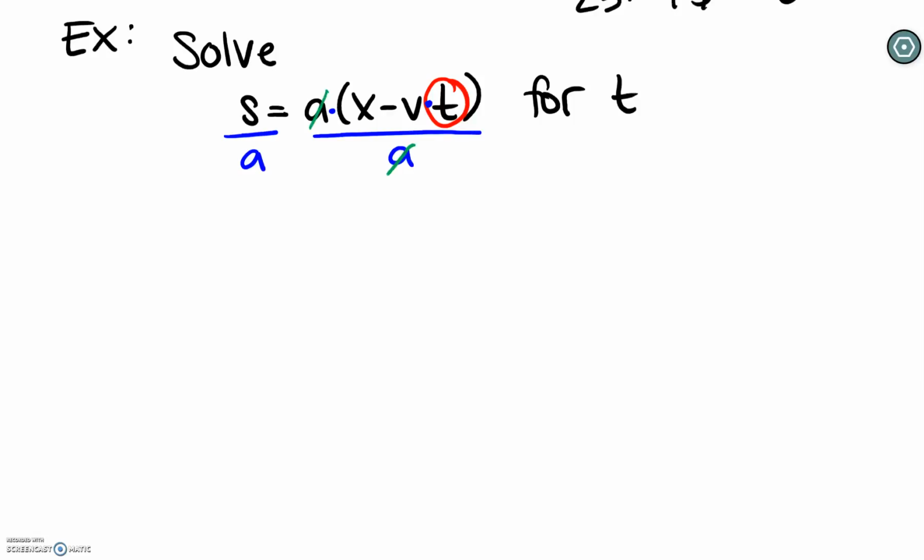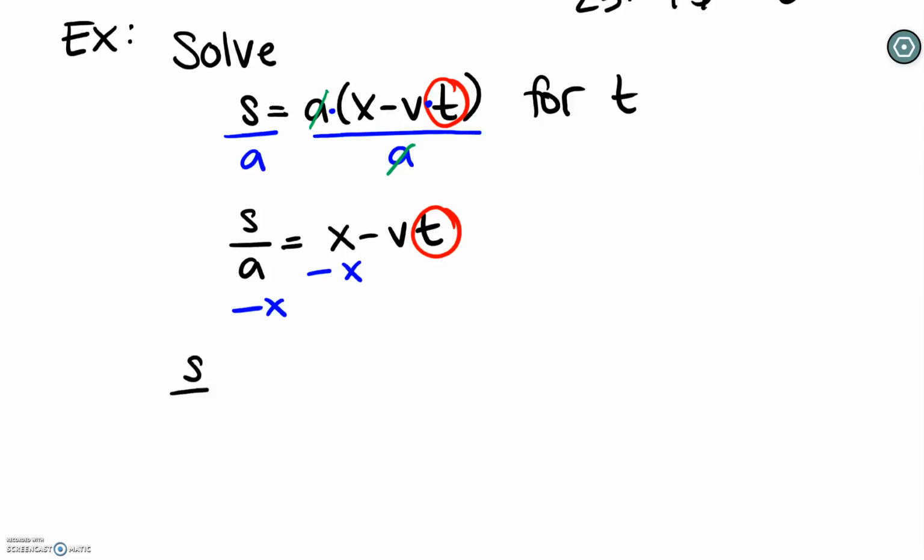Is go, okay, let me cancel those a's. That's going to leave me with s divided by a is equal to x minus vt. And now we're at a point that looks pretty similar to the question we were doing before. T is by itself over here. We could divide by v, but it's going to make things really messy. So let's first subtract off that x that's being added to it, right? It's a positive x. We got to subtract to get rid of it.